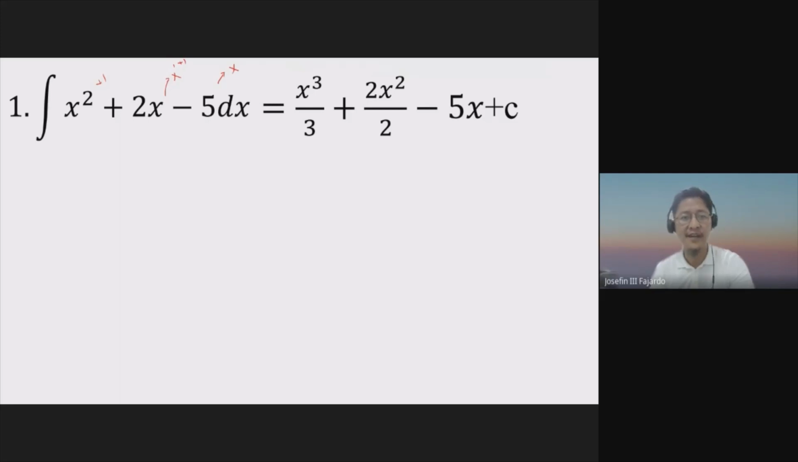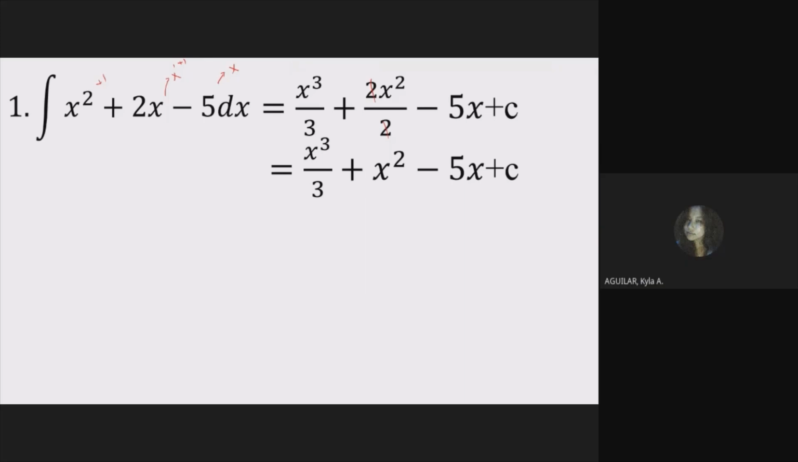And then we just simplify again. So, itong 2 at saka na 2 na to, we can cancel this out or divide that. That's why we have this. Question? Wala po, sir. Okay.